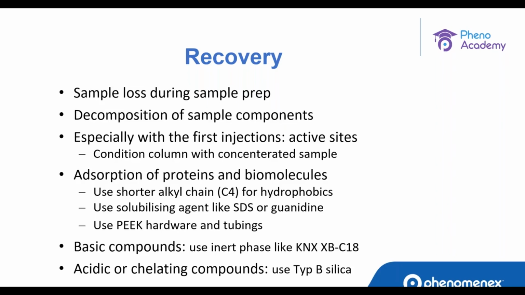Adsorption of proteins. If we're working on a protein sample, the column usually adsorbs some of the protein, and basic compounds can have secondary interaction with the silica surface. For this case, we use inert phases like Kinetex XB-C18, PS-C18, or EVO C18 to lower the secondary interaction. For acid and chelating compounds, we typically use type B silica, which is more pure silica, to lower the chelation of the compound and the silica.